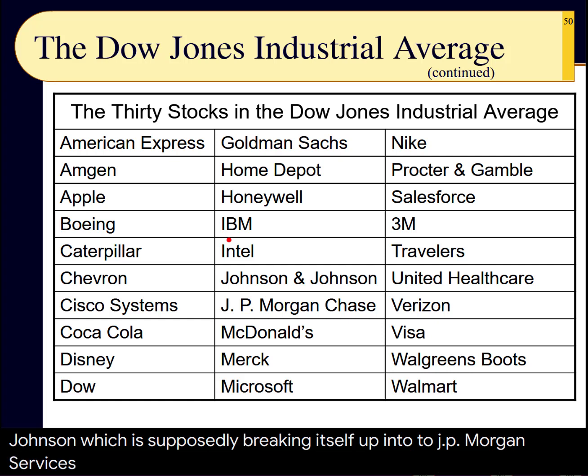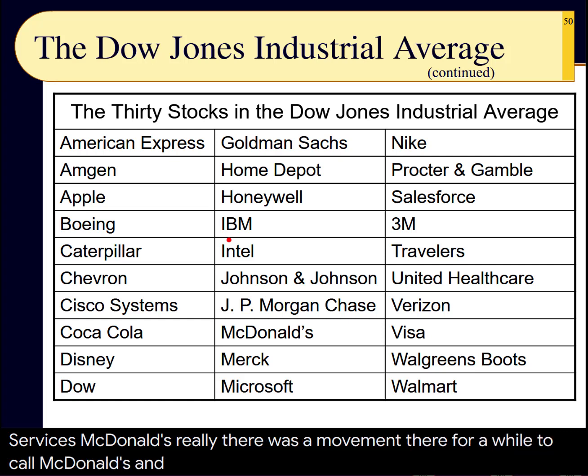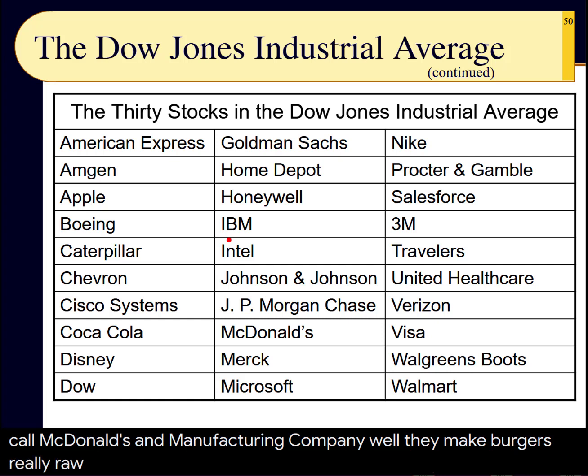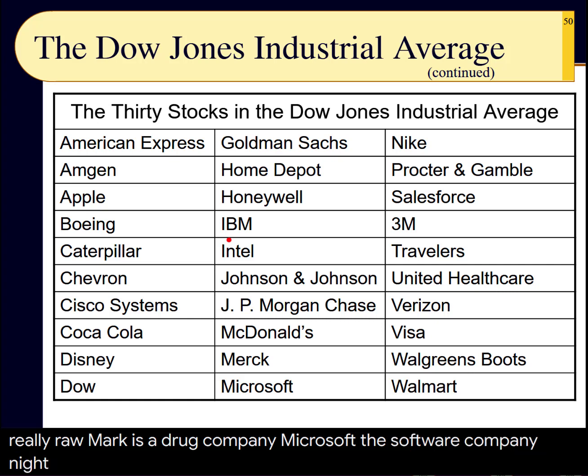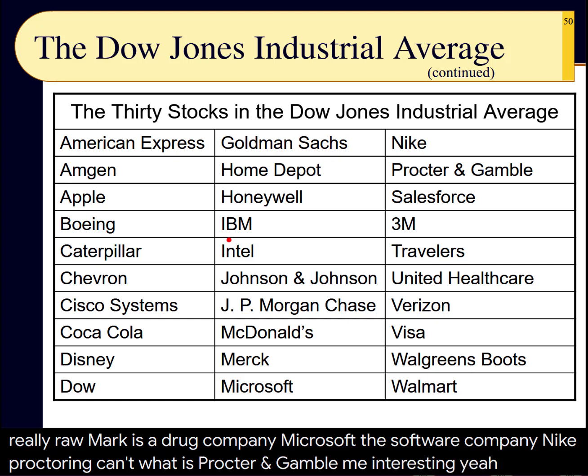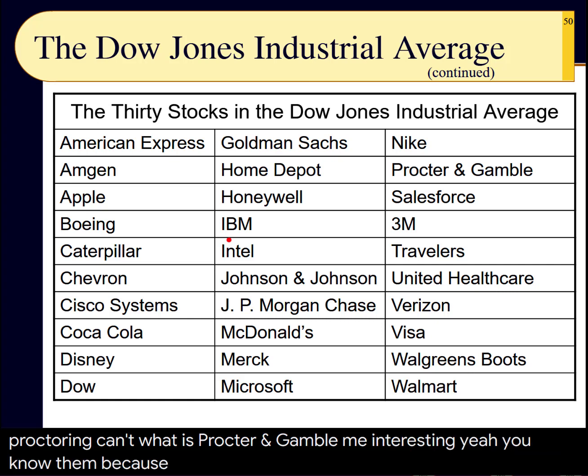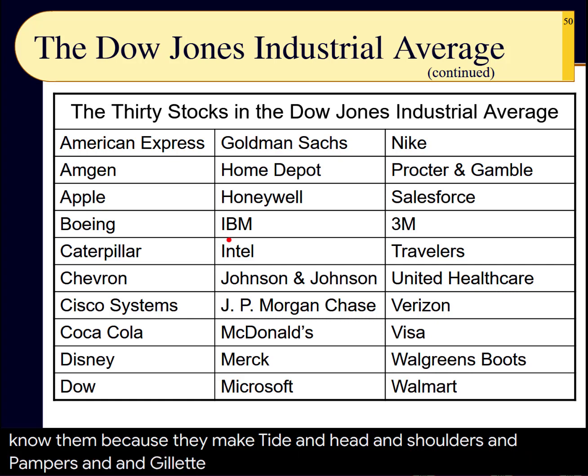McDonald's. There was a movement there for a while to call McDonald's a manufacturing company. Well, they make burgers. Merck is a drug company. Microsoft, the software company. Nike. Procter & Gamble. What does Procter & Gamble make? Interesting. Yeah, you know them because they make Tide and Head & Shoulders and Pampers and Gillette razors and Crest toothpaste, dozens of consumer products.